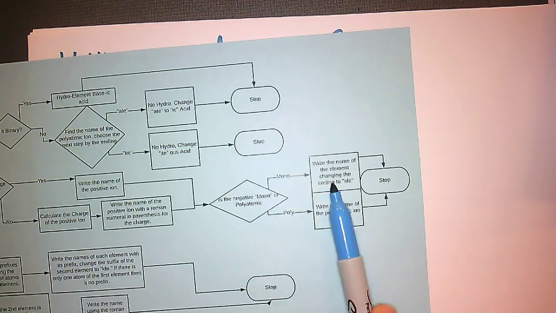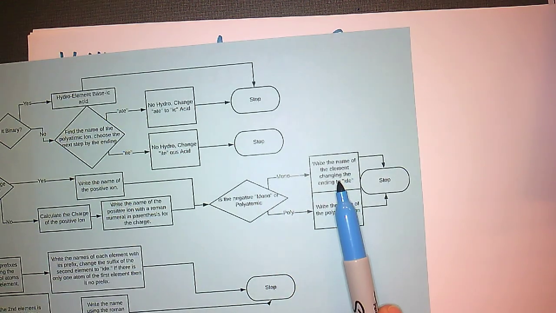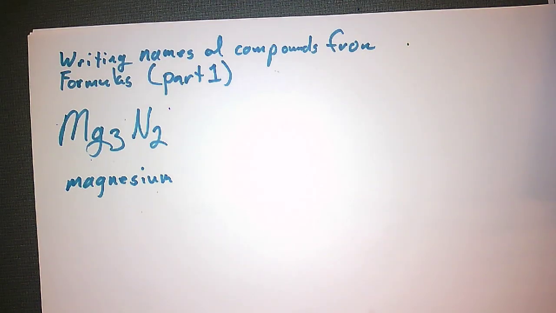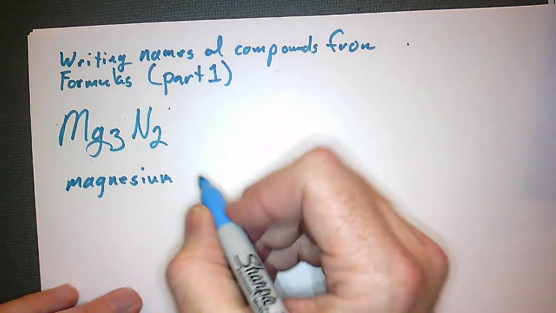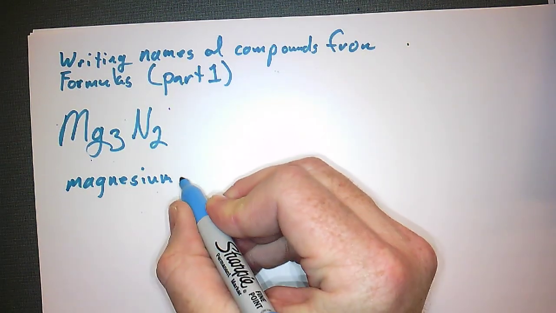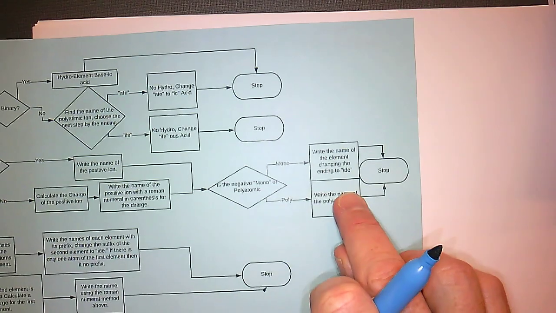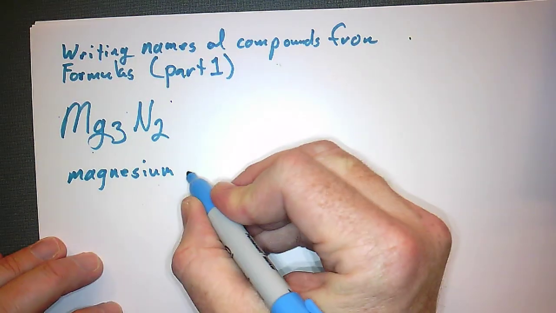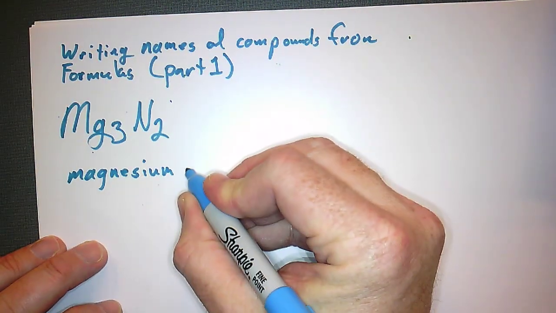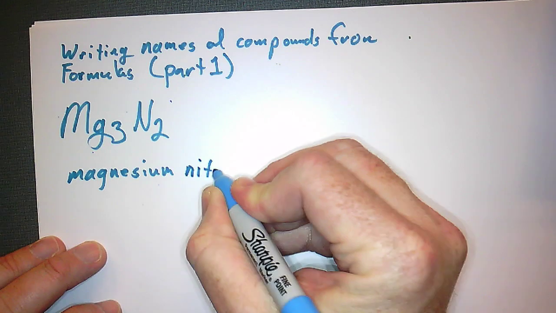So we go up here to mono. We're going to write the name of the element, but change the ending to -ide, the suffix, if you will. So nitrogen would be what? We're going to change to -ide. Nitride. Nitride, yeah. Not nitrate. Nitrate's one of our polyatomic ions. So nitride.